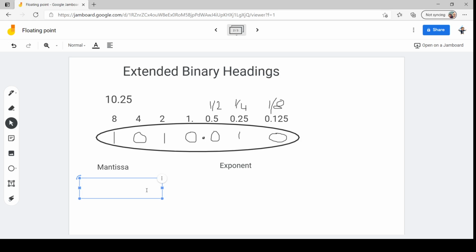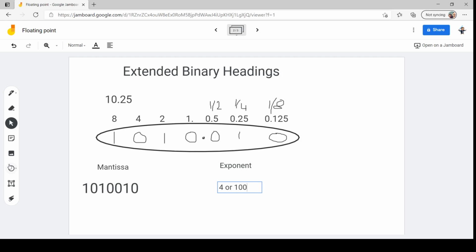So 101010 is our mantissa, and because our decimal point is moved 1, 2, 3, 4 places, our exponent is 4. But because this is a binary number, we're going to convert that 4 into 100, because 100 is 4 in binary.